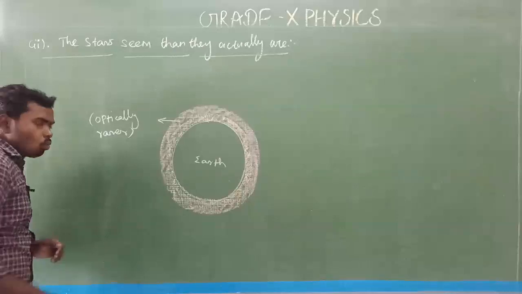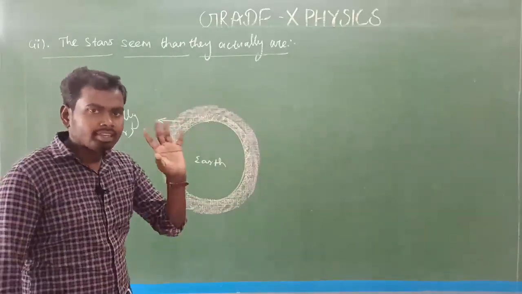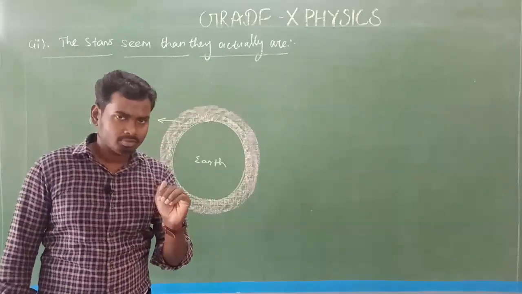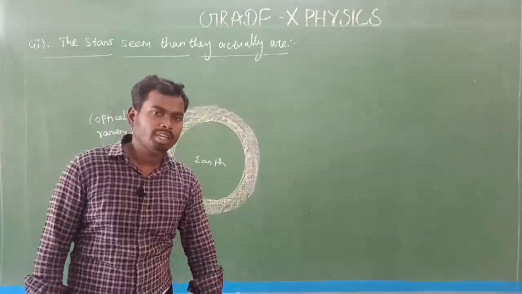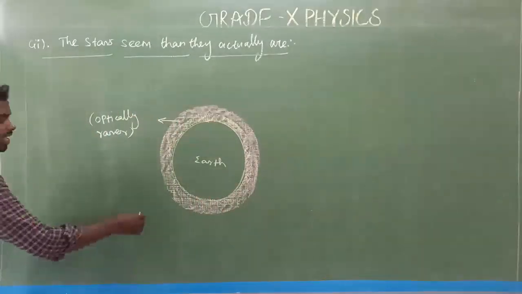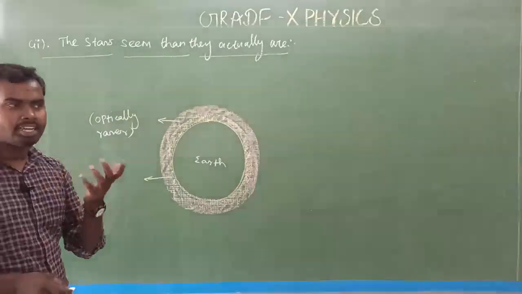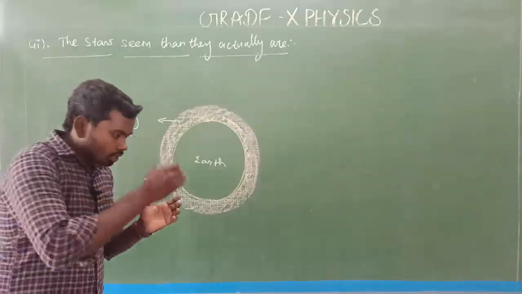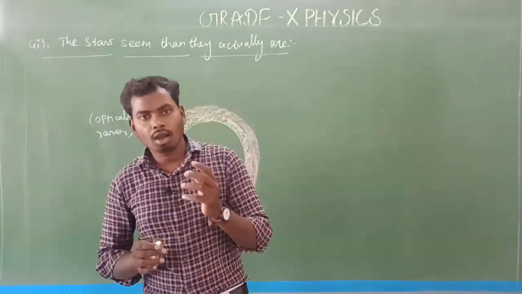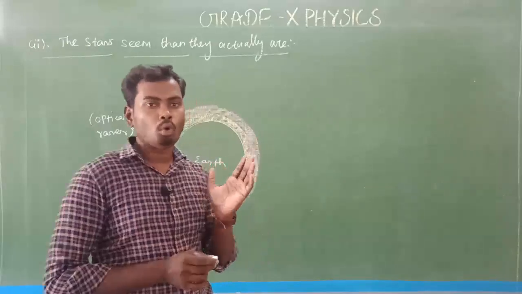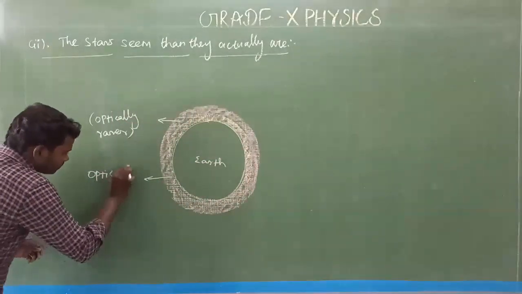This is an optically rarer medium. Why, sir? Because as the distance increases from the Earth's surface, the particle density decreases, due to which the upper layer acts as an optically rarer medium. Next, this bottom layer, what is this, sir? This bottom layer behaves as an optically denser medium, because nearest to the Earth's surface the particle density will be high. That is the reason. So this is an optically denser medium.